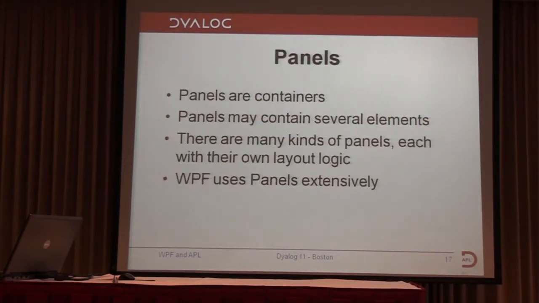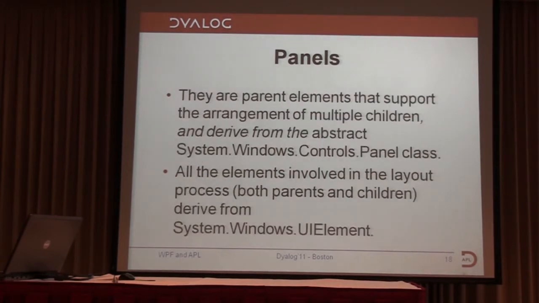One of the very important objects in WPF are panels. Panels are containers. They contain several elements. A window, for example, can only contain one thing, but that thing can be a panel, and the panel can contain different things. There's many kinds of panels, each with their own layout logic, and they're used quite extensively. They are effectively parents that support the arrangement of multiple objects, their children. They all derive from that System.Windows UIElement.